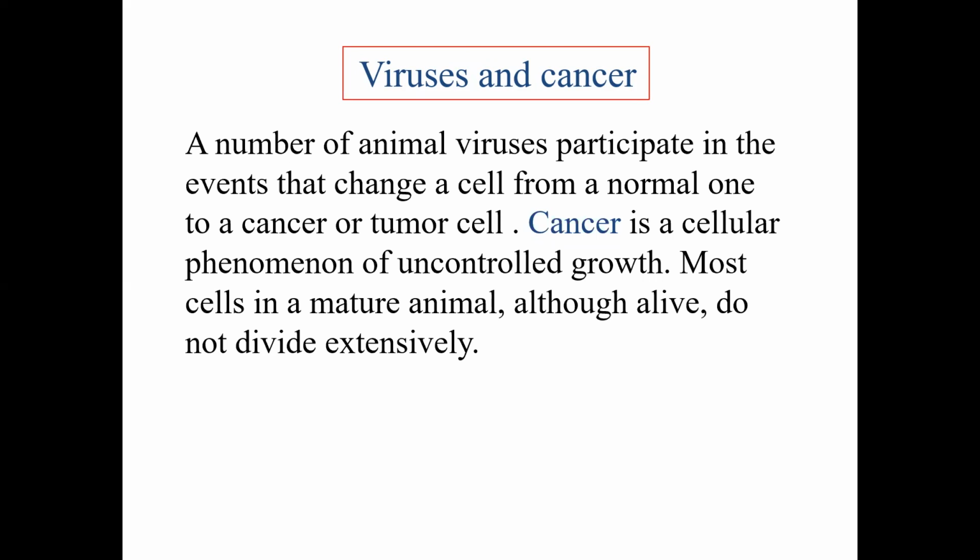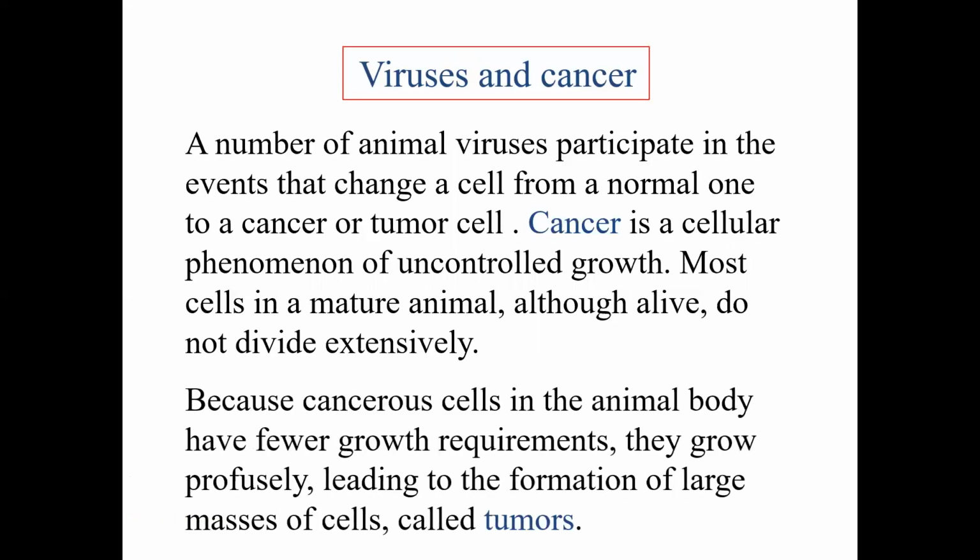A number of animal viruses can participate in the change of a cell from a normal one to a cancer or tumor cell. It's where you have uncontrolled growth taking place. Most cells in mature animals, although alive, do not divide extensively. Because these cancerous cells have fewer growth requirements, they grow profusely, leading to the formation of very large masses of cells called tumors. Because the amount of structures needed is less than that of a general viral particle, the multiplication of these types of cancer cells actually happens much faster, so tumor growth occurs very quickly.